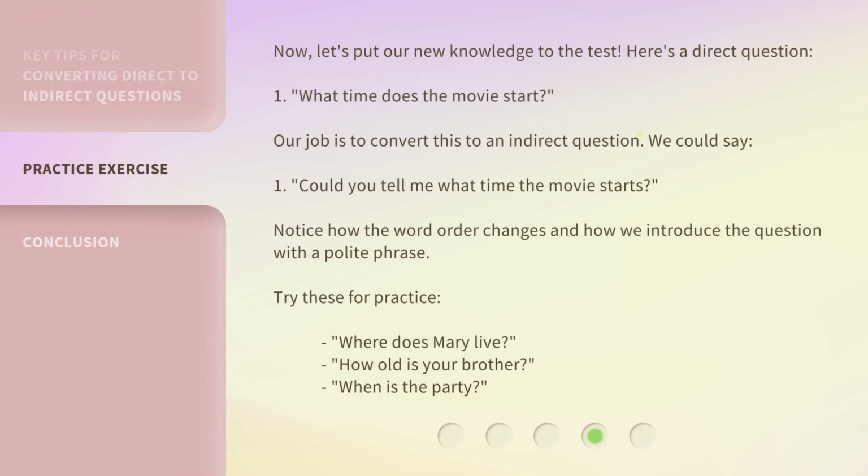Now, let's put our new knowledge to the test. Here's a direct question. 1. What time does the movie start? Our job is to convert this to an indirect question. We could say, 1. Could you tell me what time the movie starts? Notice how the word order changes and how we introduce the question with a polite phrase.